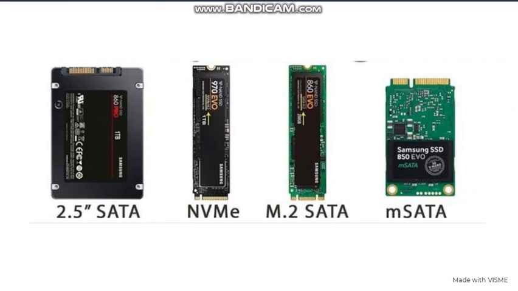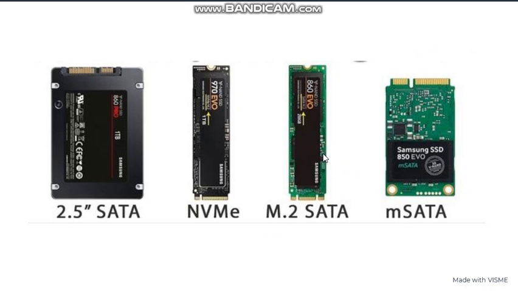Let's talk about types of SSDs. Here are 4 types: 2.5-inch SATA, NVMe, M.2 SATA, and mSATA. 2.5-inch SATA is backward compatible with hard disk drives. I mean, we can plug it into the system connector of hard disk drives. And then mSATA, this is kind of a mini version of 2.5-inch SATA, but this is obsolete today.